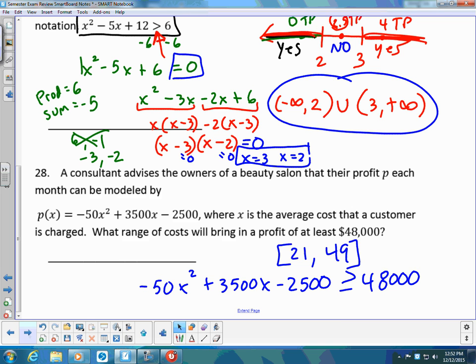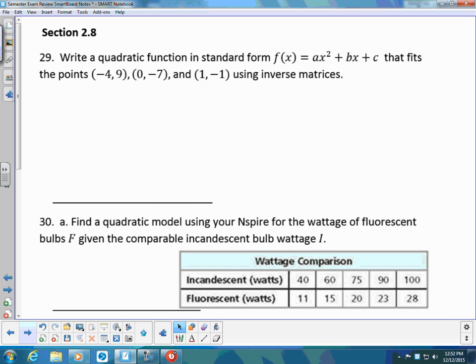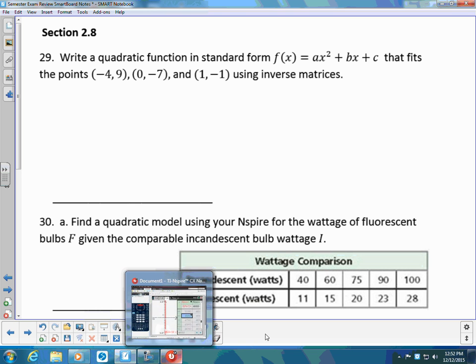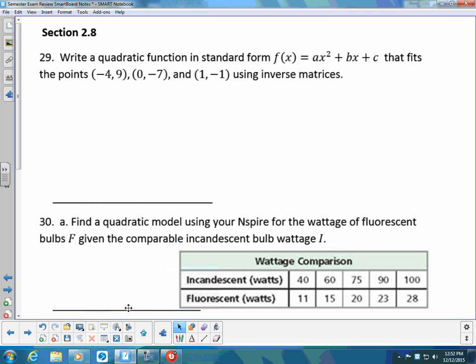All right, let's take a look at some things from section 2.8. It says write a quadratic function in standard form that fits these points. And if we want a quadratic function in standard form, I think I'm going to need more room here, so I'm going to copy this onto another page.